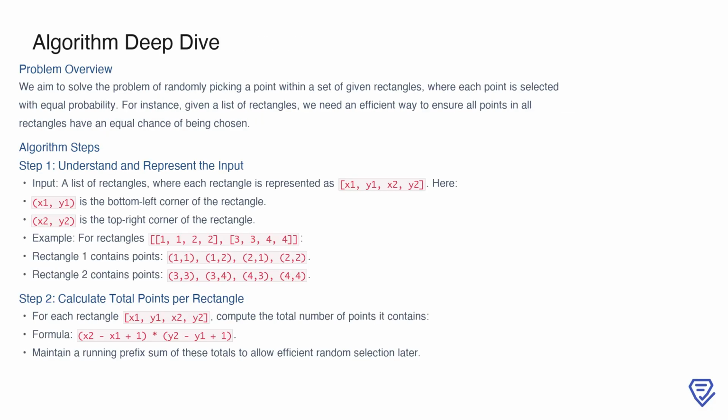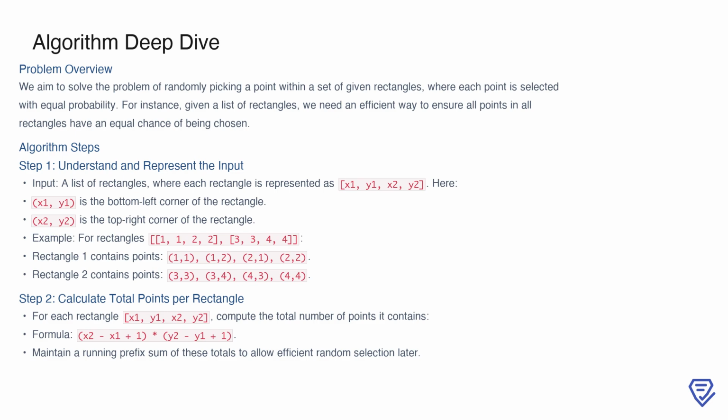To solve the problem of randomly picking a point within a set of given rectangles, we need to ensure every point across all rectangles has an equal probability of being selected. Each rectangle is defined by its bottom left and top right corners, represented as x1, y1, x2, y2. For example, if we have rectangles [1, 1, 2, 2] and [3, 3, 4, 4], the first rectangle contains the points (1, 1), (1, 2), (2, 1), (2, 2), and the second one contains (3, 3), (3, 4), (4, 3), (4, 4). The first step in our algorithm involves understanding this input representation.